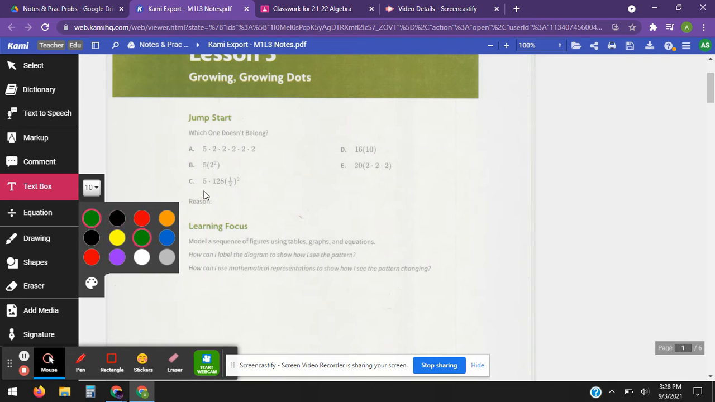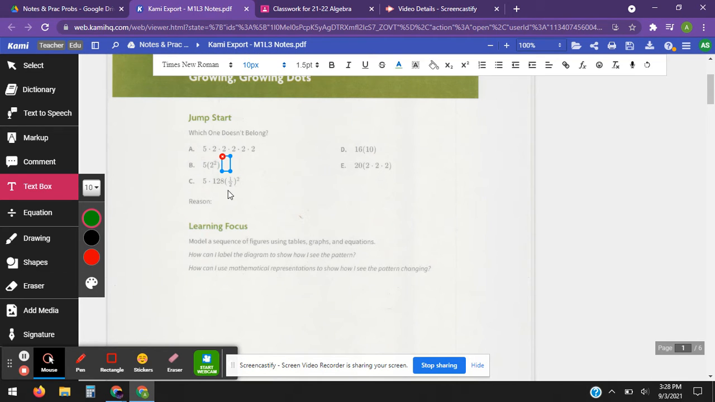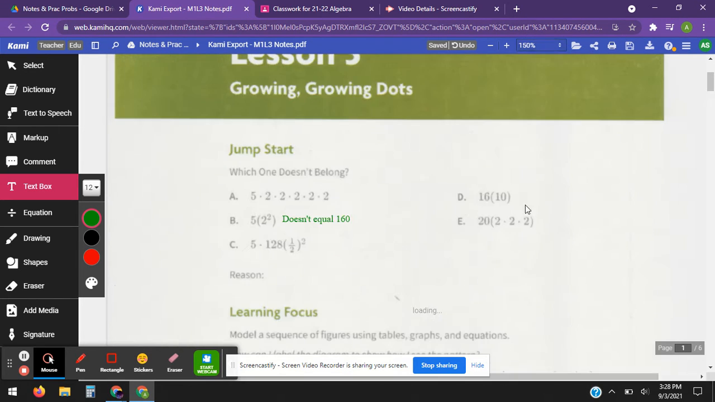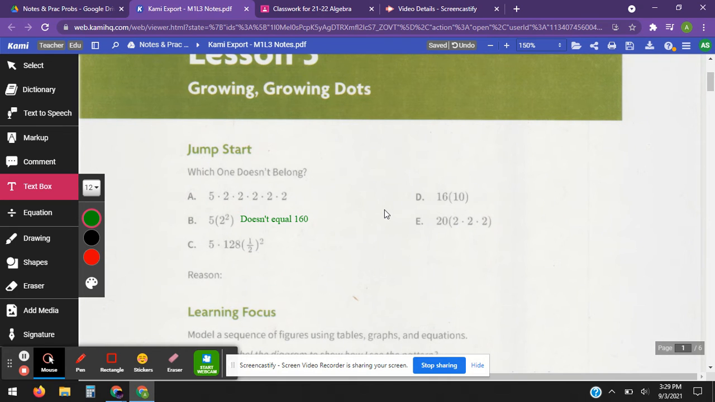So I'm going to go ahead and put on here, make this slightly smaller. Let's do green. B doesn't equal 160. 2 times 2 is 4. 4 times 5 is 20. So a little bit bigger here. There we go. Okay. I might actually crease this just a tad. Here we go. All right.